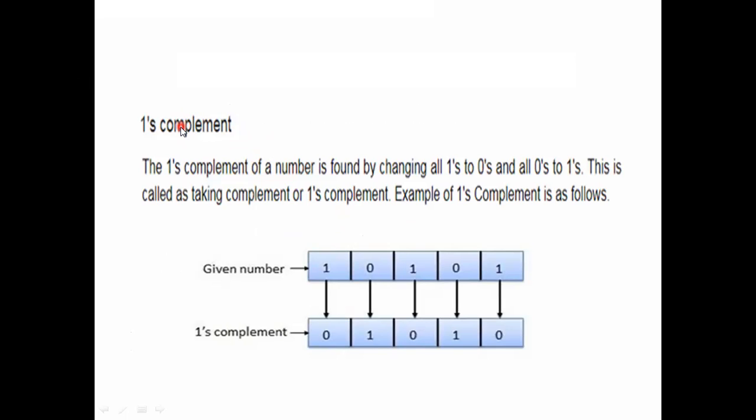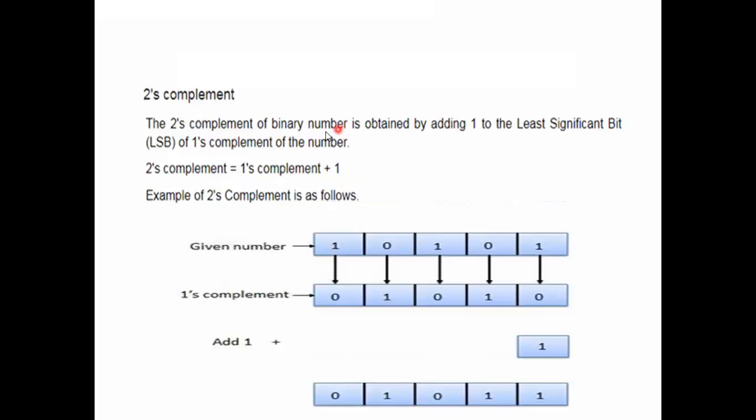How to take the ones complement? Suppose this is the given binary number. To get the ones complement, we change ones to zeros and zeros to ones. Then we get the ones complement. Next, the two's complement. How to get the two's complement? First we take the ones complement and add 1.